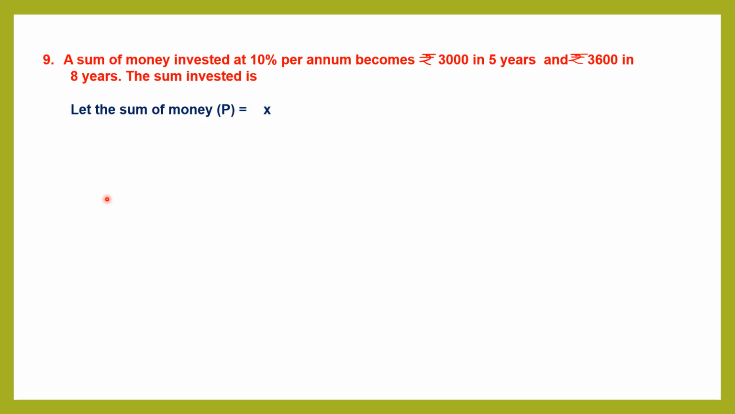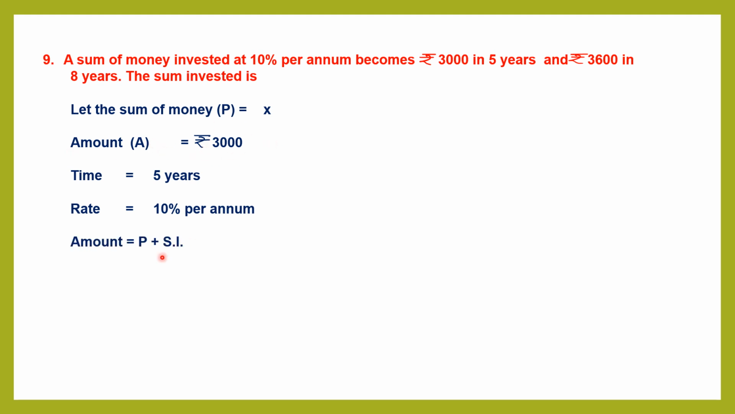This amount that was invested, what we've been asked to find. So let the sum of money, the principal, be x. We don't know that, so we consider it to be x. The amount after 5 years becomes 3,000. So the time in this case is 5 years and the rate is 10% per annum. So all this is given to us. Now the amount is given to us, so let's make use of that formula. That is amount is equal to principal plus simple interest.